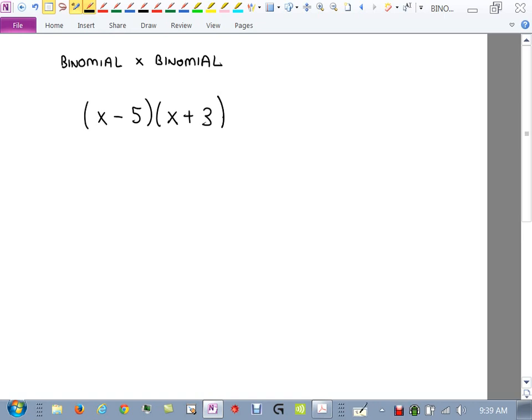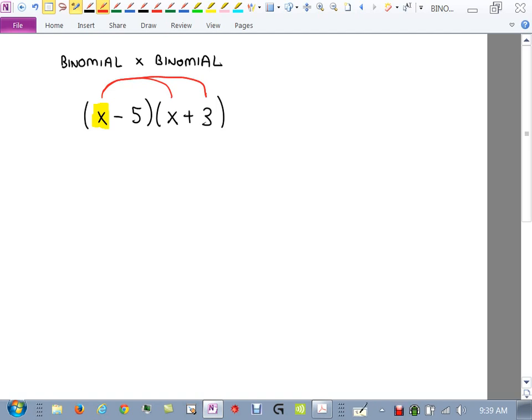So the first way I show it is you start with this first term in the first binomial, x, right? You take that x and you distribute it through the other parentheses, almost acting like it's a monomial, okay?